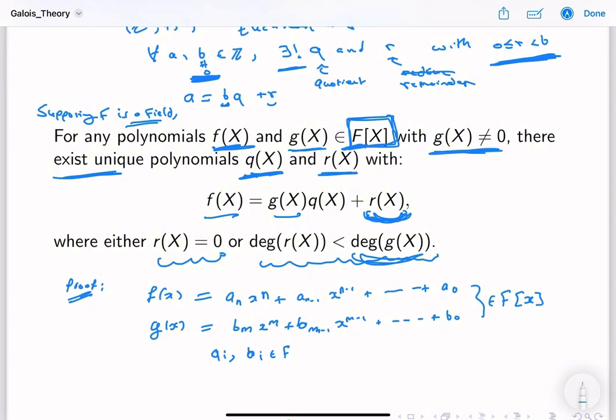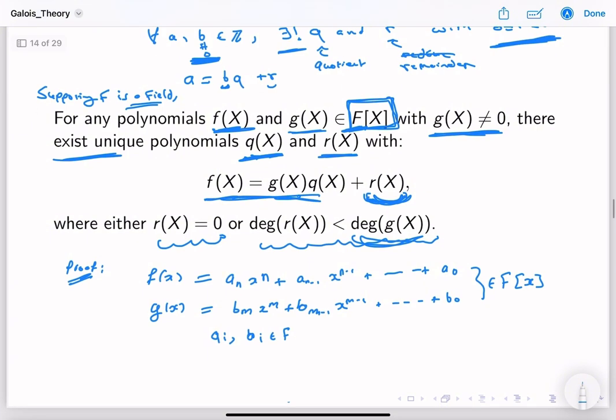And we want to prove that we can do this. We want to prove that there is a q and an r where we can do this division. So what we're going to do is the following. We're going to try to induct on the degree. First of all, let us assume that the degree of f is bigger than or equal to the degree of g, because if the degree of g is bigger than the degree of f, we can just take q to be 0 and r to be f, and that's it. Now let us assume the degree of f is bigger than or equal to the degree of g.